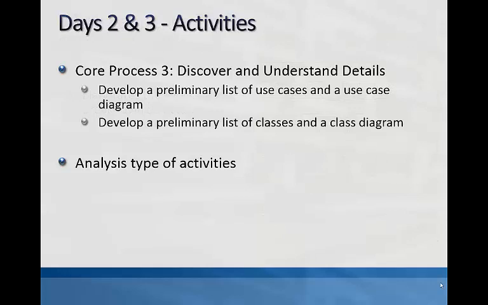Core process 3, remember core process 3 is analysis. In the activities of this core process, the development team will investigate in detail and document 2 types of information. One is the use cases. And the use cases are used to document the functions of the new system, how it works, what it does. The second information is the list of the object classes, and that will document the data and the information that the new system will maintain.